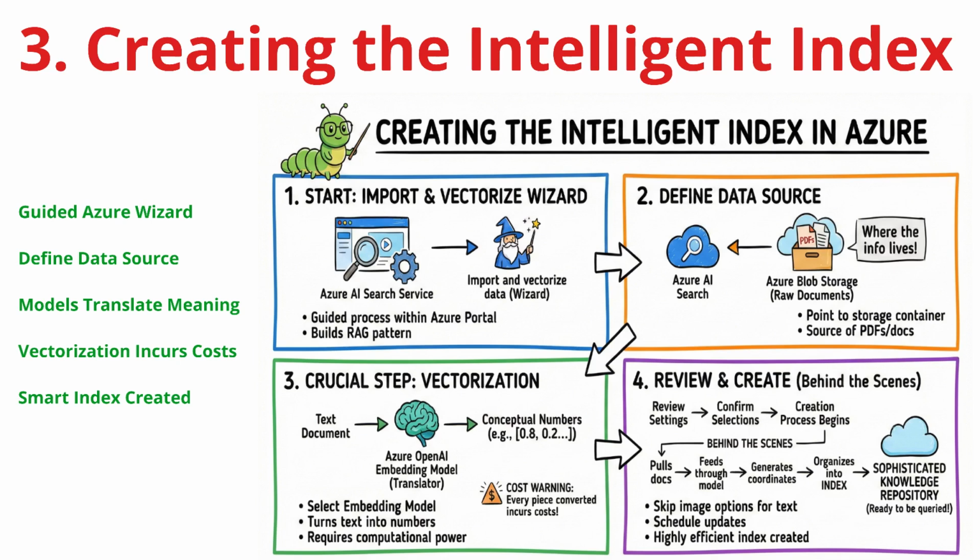Next is the most crucial step, vectorization. Here, you select the translator, your deployed Azure OpenAI embedding model. This model's job is to convert your text into conceptual numbers. Keep in mind, this requires significant computational power and will incur costs. Finally, after reviewing your settings, the real work happens behind the scenes. Azure pulls your documents, feeds them through the model to generate vector coordinates, and organizes everything into a sophisticated, searchable knowledge repository, ready for your agent to query.